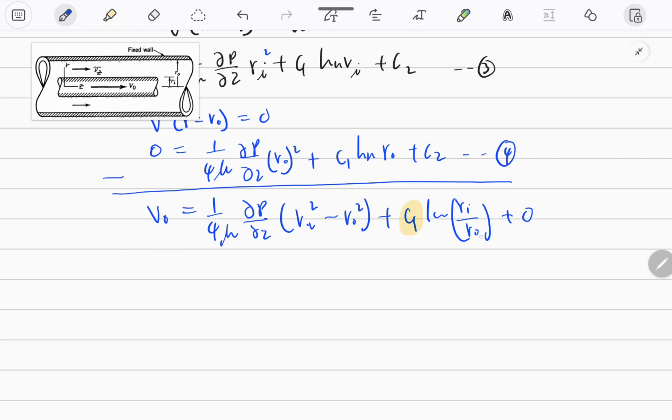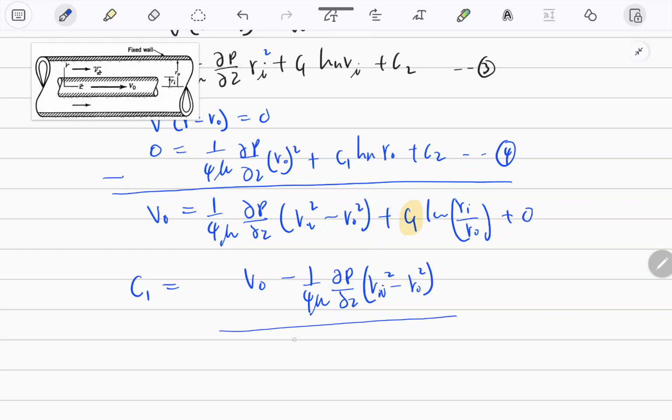Hope it doesn't get long enough. Then if I try to solve that, I'll end up having c1 equals v naught minus 1 over 4 mu dp dz, r_i minus r_naught all squared, all that divided by ln of r_i over r_naught. So that is our constant.